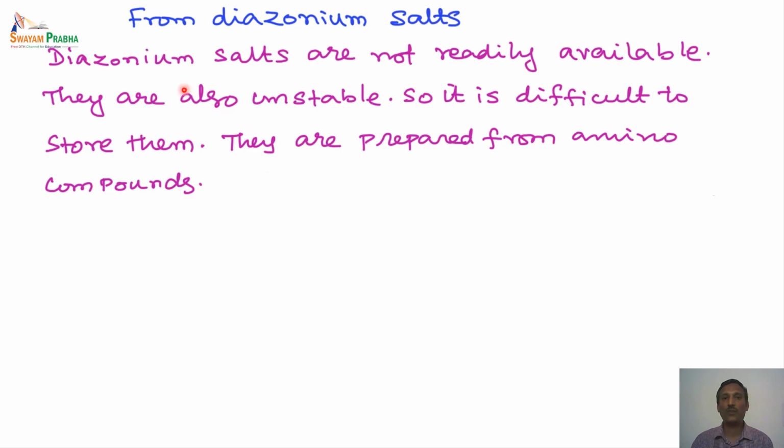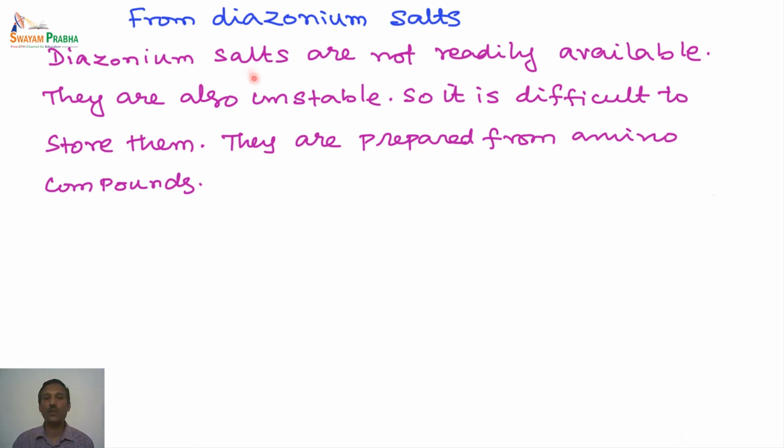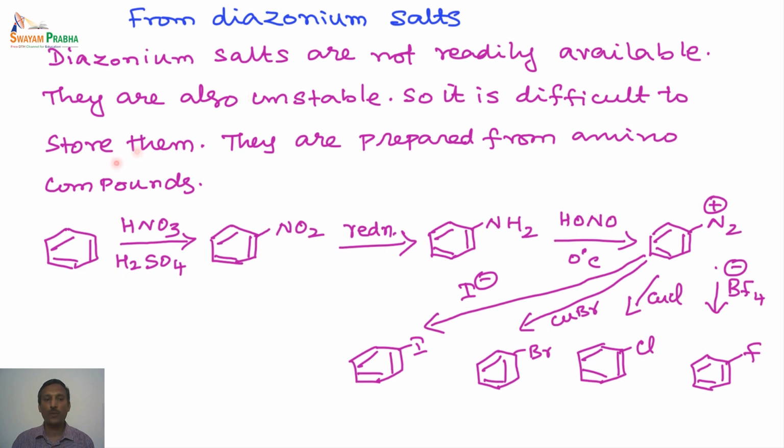Now the next method is from diazonium salts. Basically, the diazonium salts are not readily available because they are quite unstable, so we have to prepare them in situ only. And moreover, because they are unstable, it is very difficult to store them for a longer time, and they are generally prepared from amino compounds. So these are some of the limitations of diazonium salts. Basically, how the diazonium salt can be prepared is given here in the following scheme.